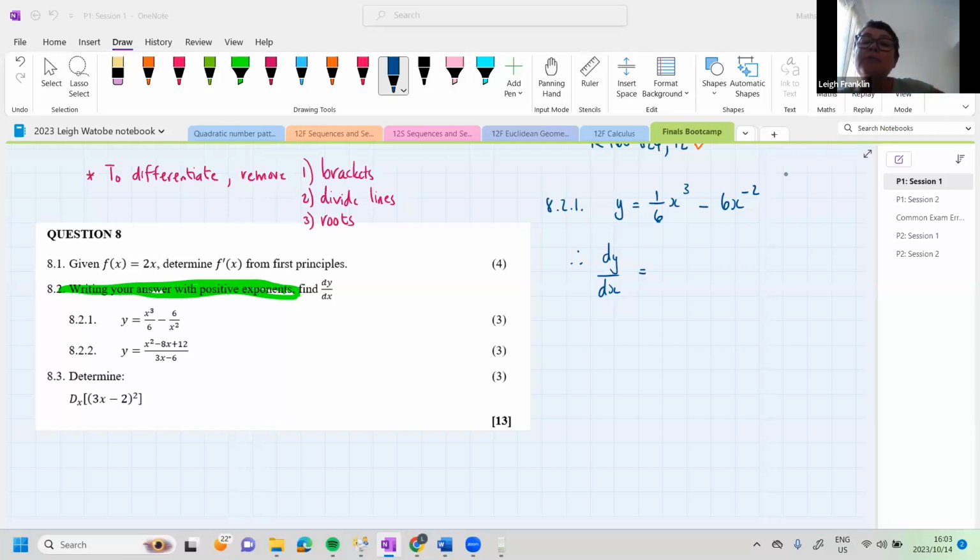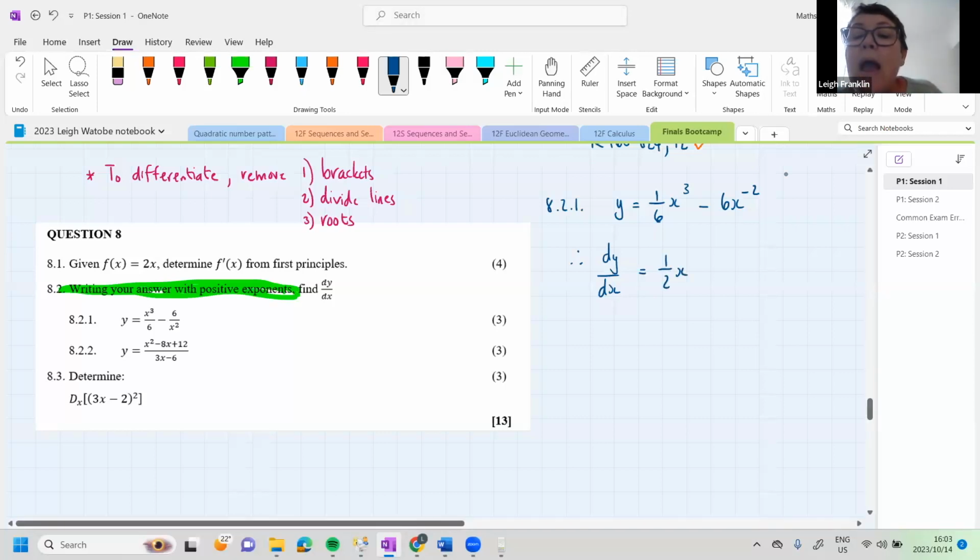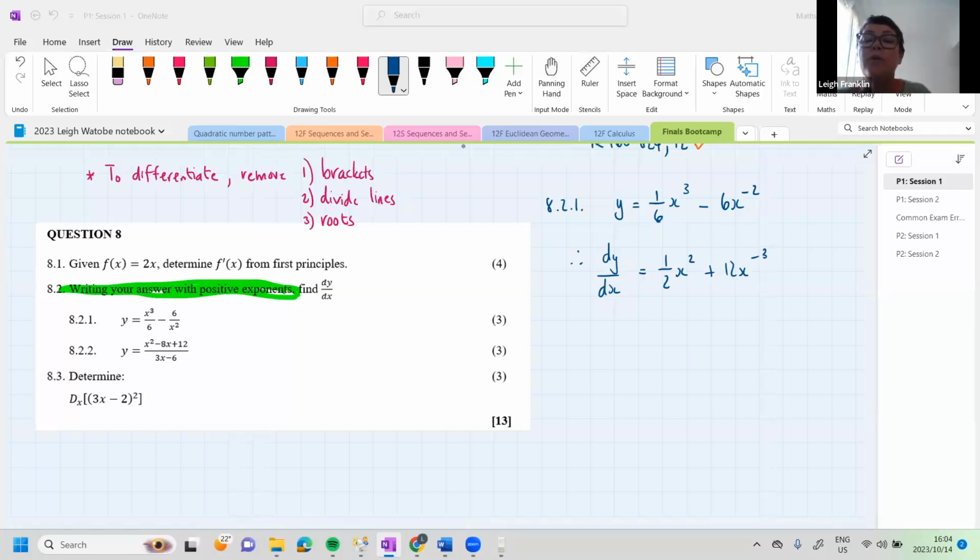Okay, so now we're going to multiply the exponent with the coefficient. So that would give us 1 over 2. And then we are going to subtract 1 from the exponent. Stop. Multiply your exponent with your coefficient. So this is going to be plus 12. And then you're going to take 1 away. So let's just check what you said there, Chelsea. 1/2 x squared plus 12x to the power of -3. I concur. I agree with you.